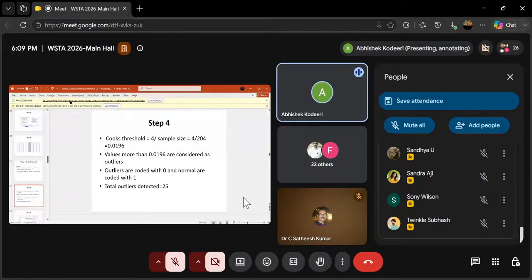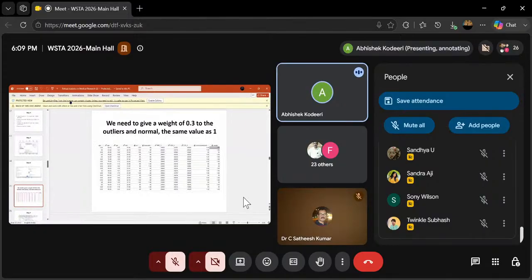So you have to transform the values. These are the outliers which we can see, Cook's transformed to 1 and 0. When you see the total counts, 1 is considered normal and 0 is considered an outlier. The total number of zeros is 25. That means there are 25 outliers in this data.